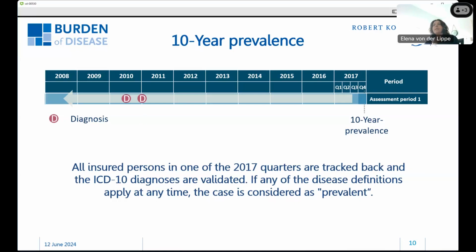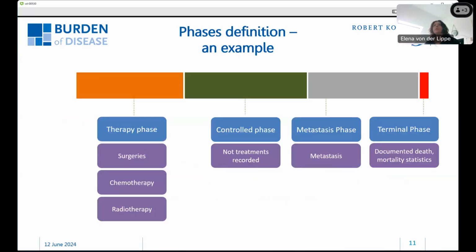This is a very simplified way of presenting this prevalence definition. In reality, it is a little bit more complicated, but I wanted to concentrate mostly on the severity distributions. That's why just a short description.